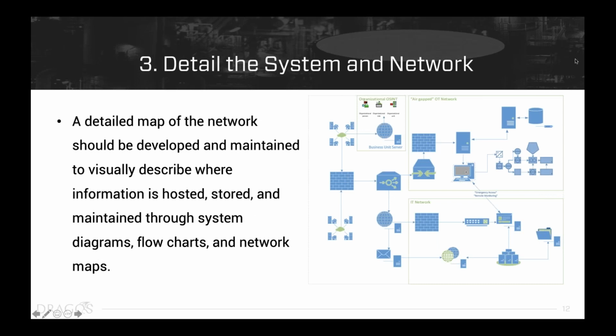Now, I know everyone is probably cringing at this slide. We've all dealt with developing network diagrams and maintaining them, but this is a critical step in assessing your OSINT risk. Step 1, a detailed map of the network should be developed and maintained to be able to visually describe where information is hosted, stored, and maintained. You can do this via system diagrams, flowcharts, or network maps.